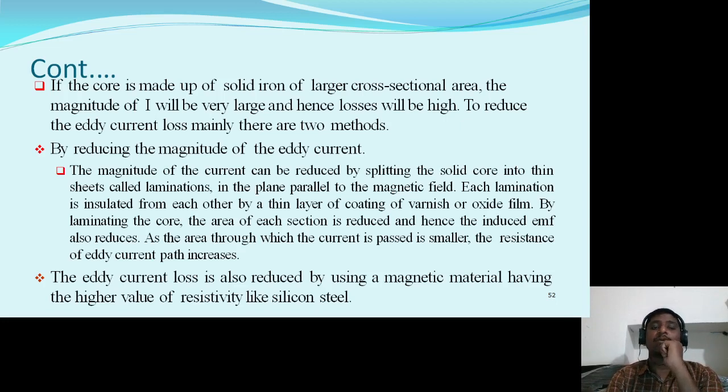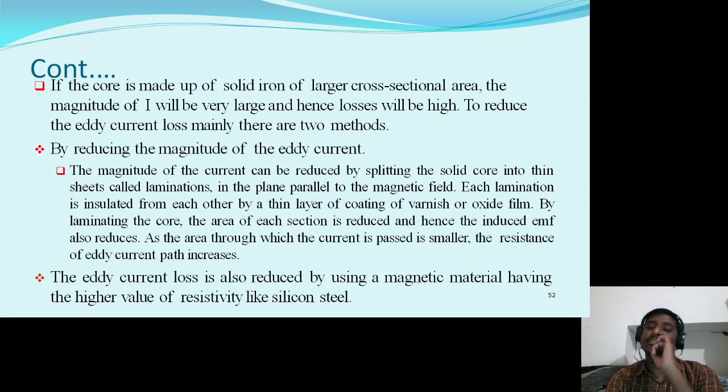So how to reduce those losses? The magnitude of the current can be reduced. How to reduce the magnitude of the current? By splitting the solid core into thin sheets called laminations in the plane parallel to the magnetic field. Again, each lamination is insulated from each other by a thin coating of varnish or oxide film. By laminating the core, the area of each section is reduced, hence the induced EMF is also reduced. So as the area is reduced, simply we are increasing the resistance of that material, right?